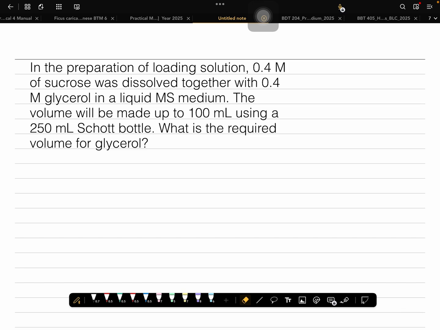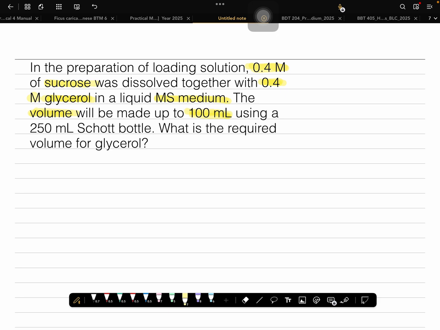Jadi dalam video kali ini kita ada sedikit pengkongsian ilmu tentang praktikal 4 dan 5 cryopreservation. So in the preparation of loading solution, 0.4 molar of sucrose was dissolved together with 0.4 molar glycerol in a liquid MS medium. MS medium refers to the Murashige and Skoog medium. The volume will be made up to 100 ml using a 250 ml Schott bottle.